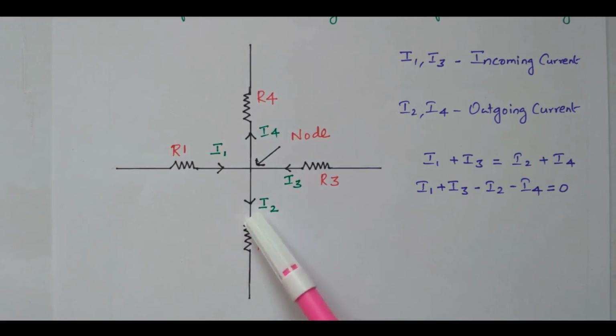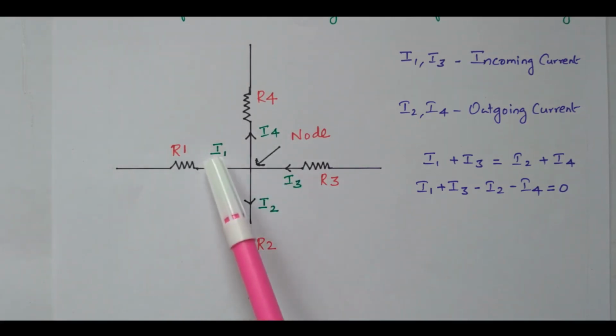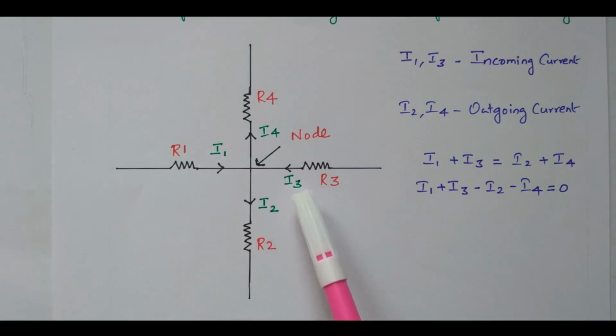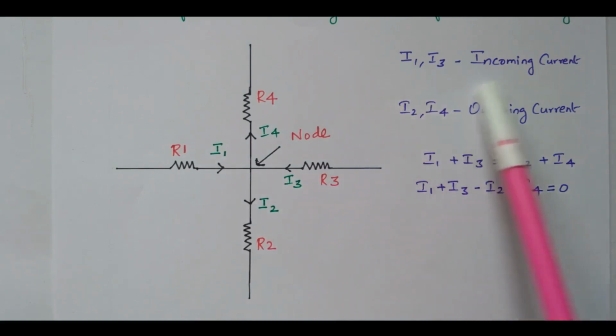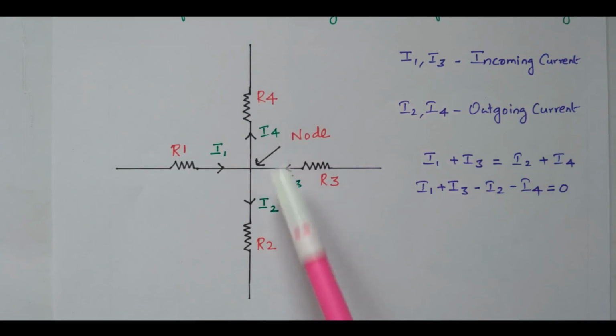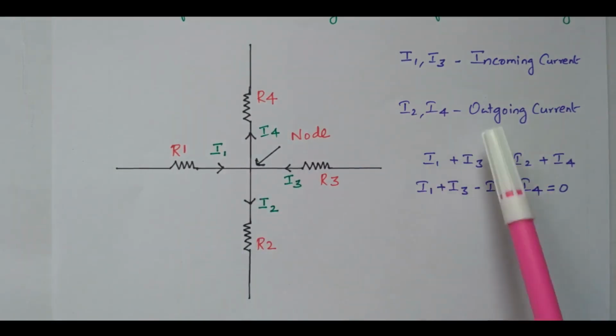See the current direction. I2 and I4 are going away from the node. So I1 and I3 are going towards the node, I2 and I4 going away from the node. So these two, I1 and I3, are taken as incoming current. I1 and I3 is the incoming current. I2 and I4 is treated as outgoing current, right? Going away from the node.